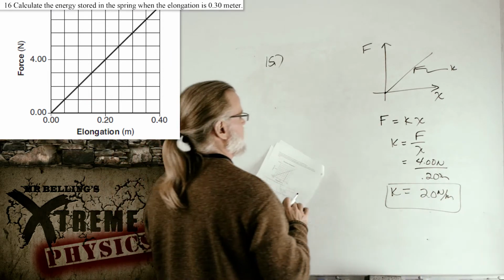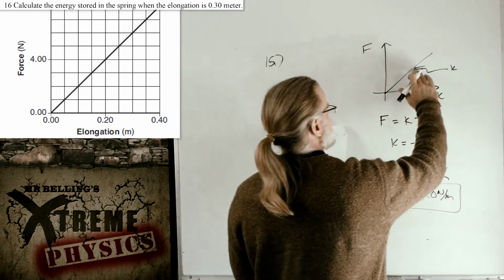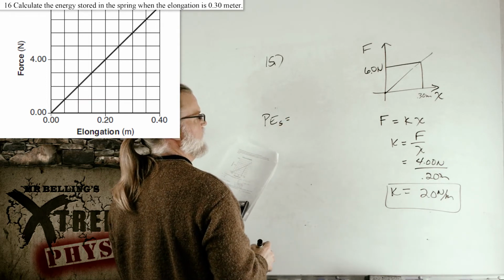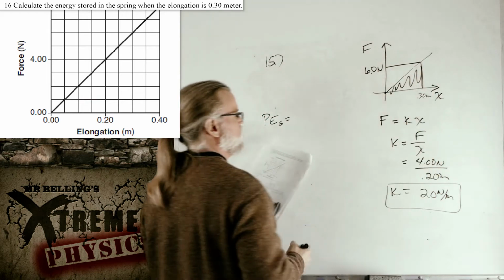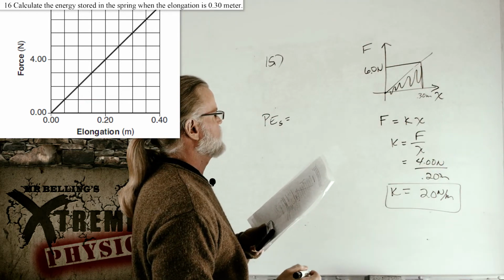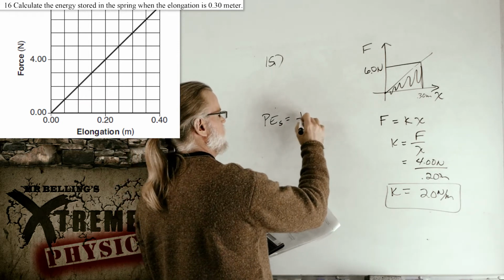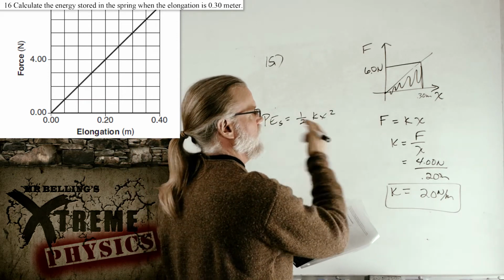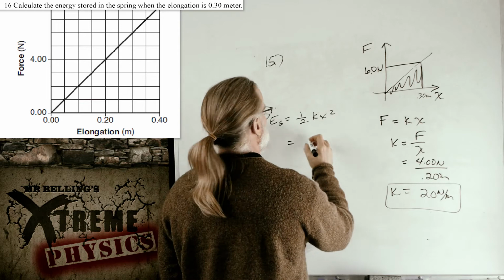Calculate the energy stored when it's elongated 0.3 meters. The potential energy in the spring is the area under the graph, right here, or 1/2 kx squared. You could have used 1/2 kx squared, or it's the area under the graph, so I'm going to use that instead. We'll get the same answer.